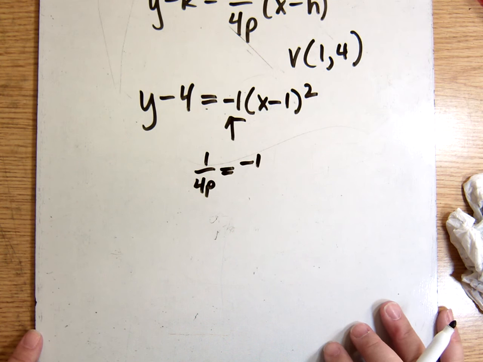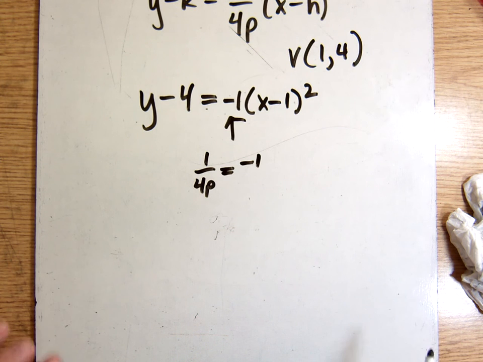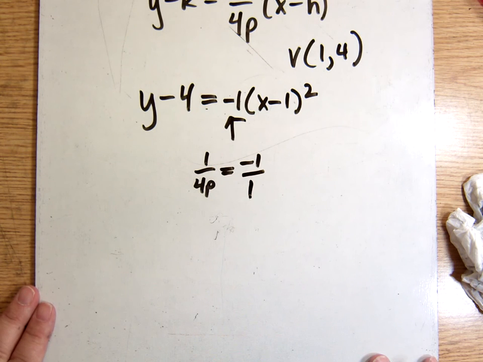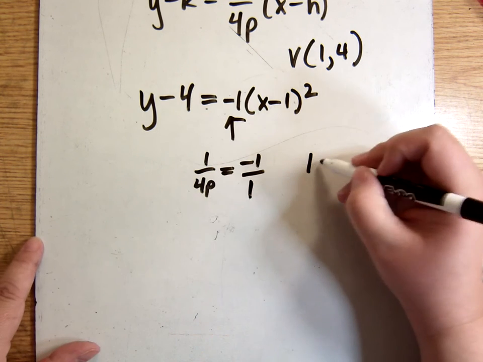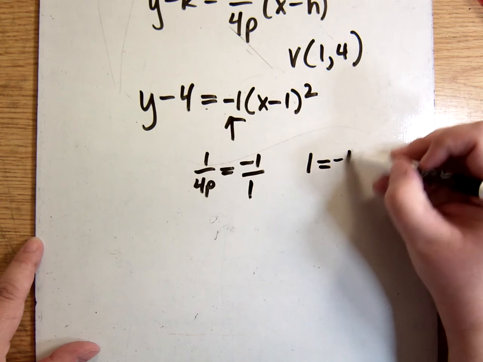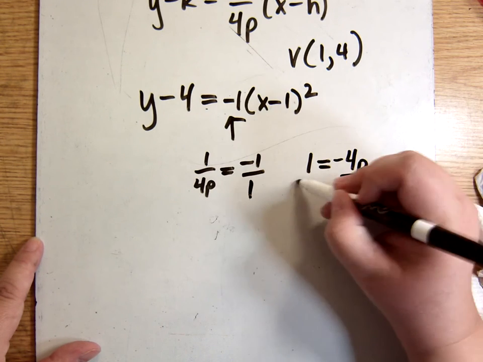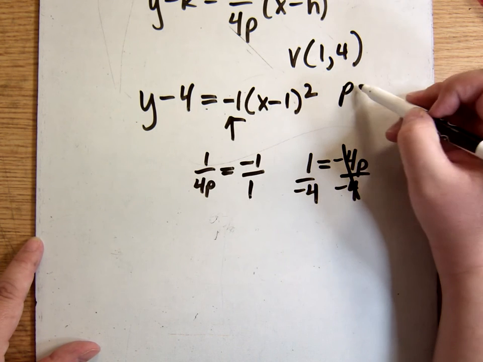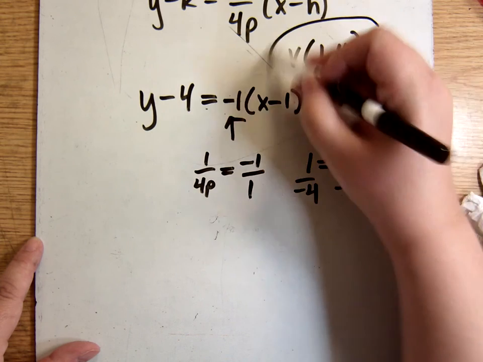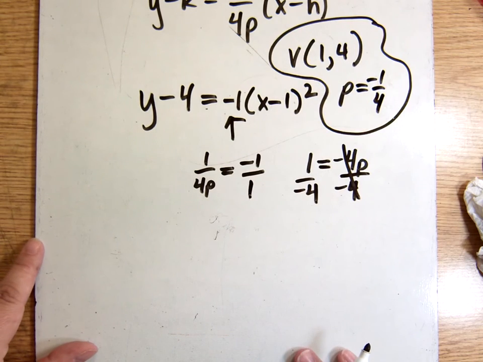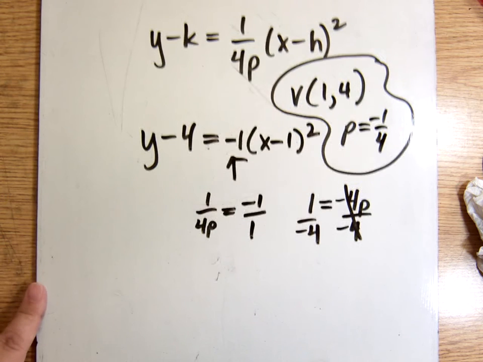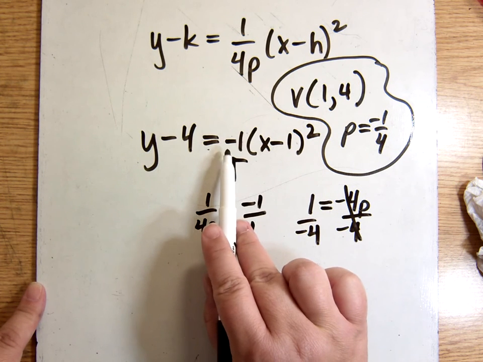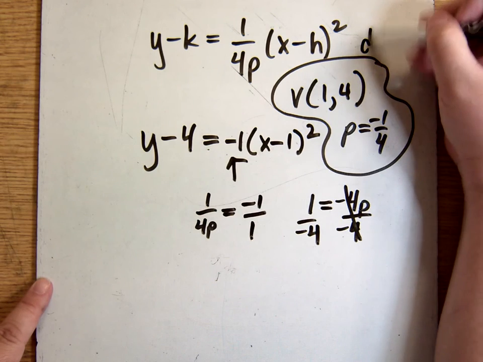If you have a fraction equals a number that's not a fraction, it makes a little bit more sense to go ahead and make it a fraction, and now we can cross multiply. So 1 times 1 equals negative 1 times 4p. Divide both sides by negative 4, and p is negative 1/4. So this is what we know so far. Now, we also know, remember, that it opens up or down. Which one? Down, because there's a negative right after the equal sign. So this is opening down.